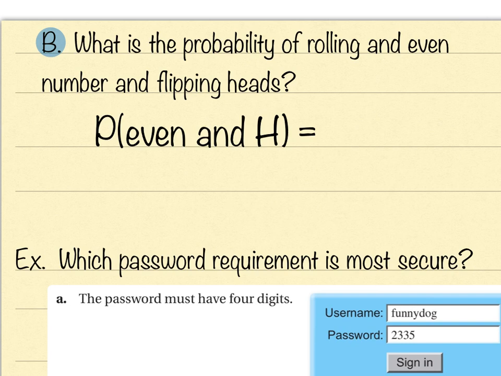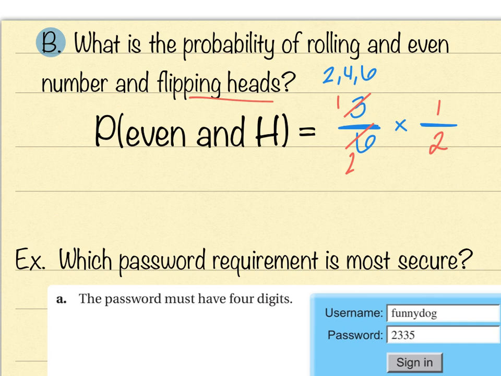So an even number, well, that would be 2, 4, and 6, right? So I'm doing two things again. So here's my two fractions. There's a 3 out of 6 chance, or you can right away just reduce that to 1/2. There's a 1/2 chance that I roll an even number. And then there's also a 1/2 chance that I'm going to flip heads on the coin, because there's 1 out of 2 total possibilities there.